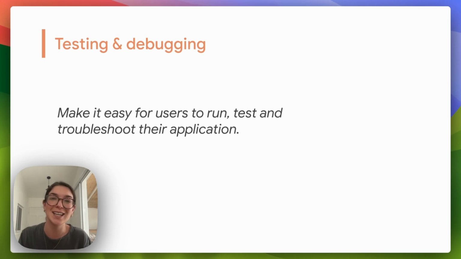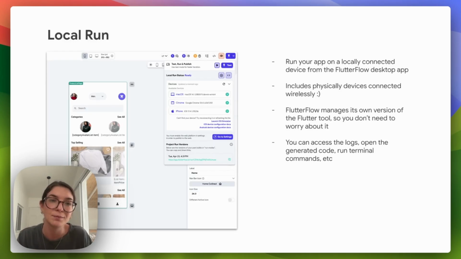Now over to testing and debugging. And our goal here is pretty self-explanatory. It's to make it easy for users to run, test, and troubleshoot their application. One feature that we recently launched in this area is called Local Run, and I'm super excited about it. Local Run gives you the ability to run your FlutterFlow app on a connected device when you're in the desktop app. So we have a FlutterFlow desktop app for both Windows and Mac.